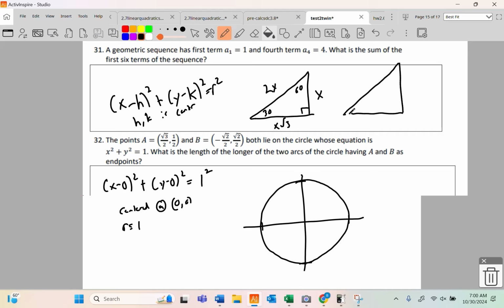If you let the short leg be a half, then the long leg is root 3 over 2, and the hypotenuse is 1, which makes sense on the unit circle because the unit circle has a radius of 1. So if I go over root 3 over 2, and then go up a half, this would be a 30-degree angle. All right, and that's A. B is negative root 2 over 2, comma, root 2 over 2, which is actually over here.